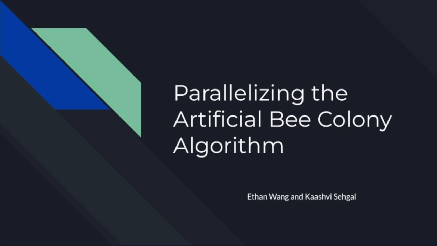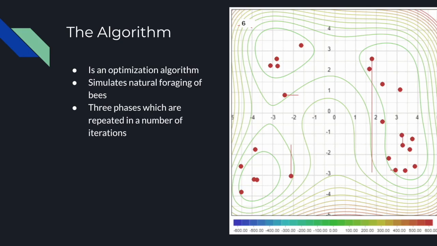For our project, we parallelized the artificial bee colony algorithm using OpenMP and OpenMPI. The artificial bee colony algorithm is an optimization algorithm which simulates the foraging behavior of bees. There are three phases in the algorithm which are repeated over a number of iterations.